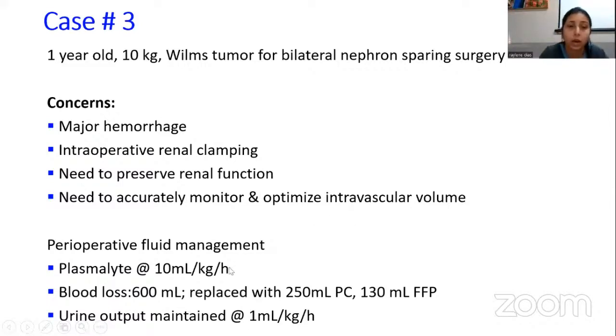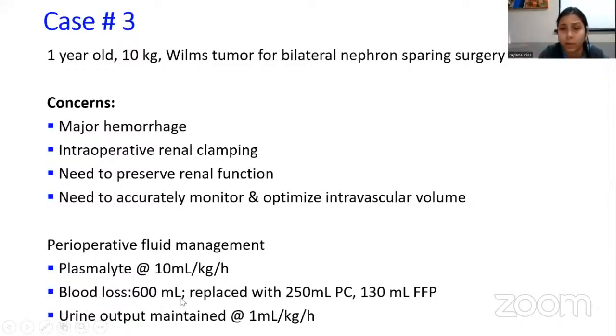So what we did, we used Plasma-Lyte here at 10 ml per kg per hour. We did not want to use Ringer's lactate because there would be renal clamping and there would be hypoperfusion. Also there could be hypotension. So you do not want a confounder to differentiate: is the lactic acidosis because of hypotension? Is it because of inadequate perfusion because of the clamping? Or is it because of the Ringer's lactate that you're giving in huge amounts? So in these situations, Plasma-Lyte is best, and we use that.